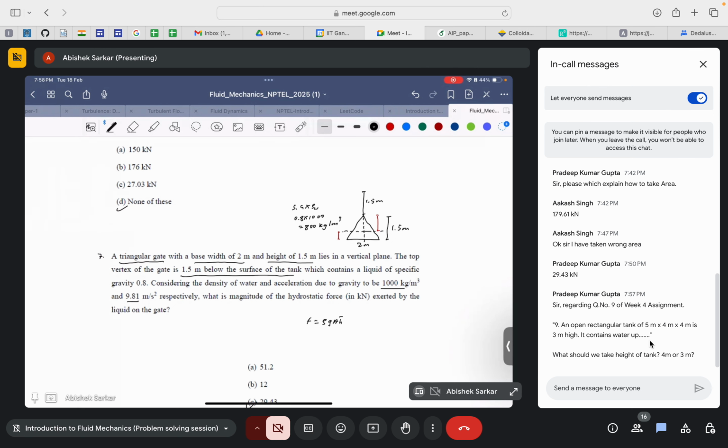tank of 5 meter is 3 meter high. I don't know. I'm sorry. I hope you don't mind.